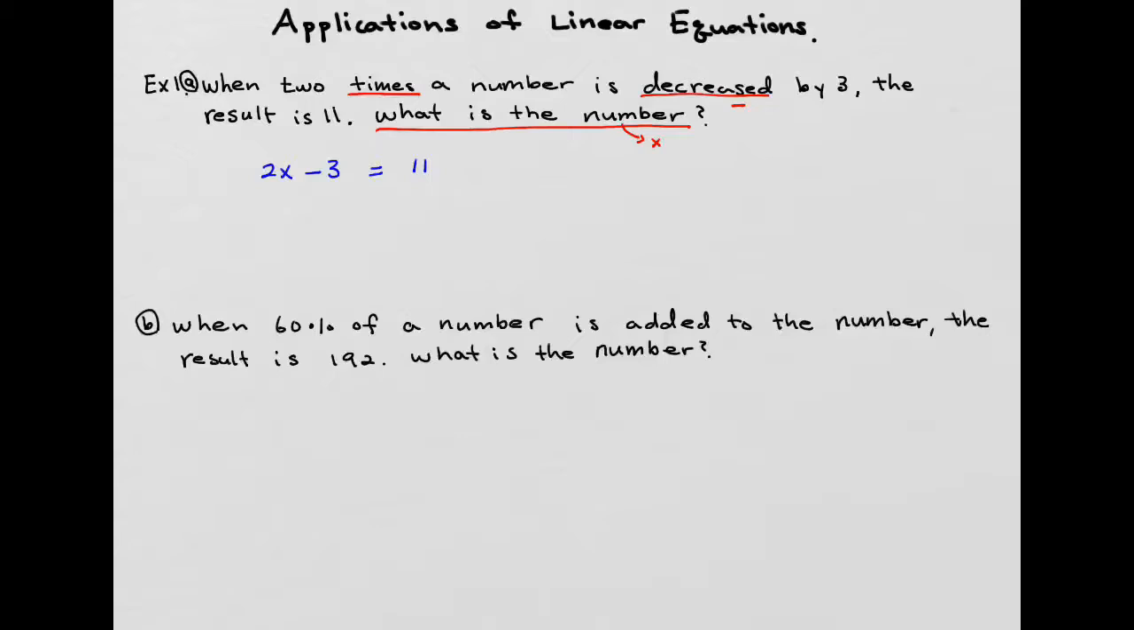We add 3 to both sides first. You have 2x equals 14 on the right side. And when you divide this by 2, your x is 7.